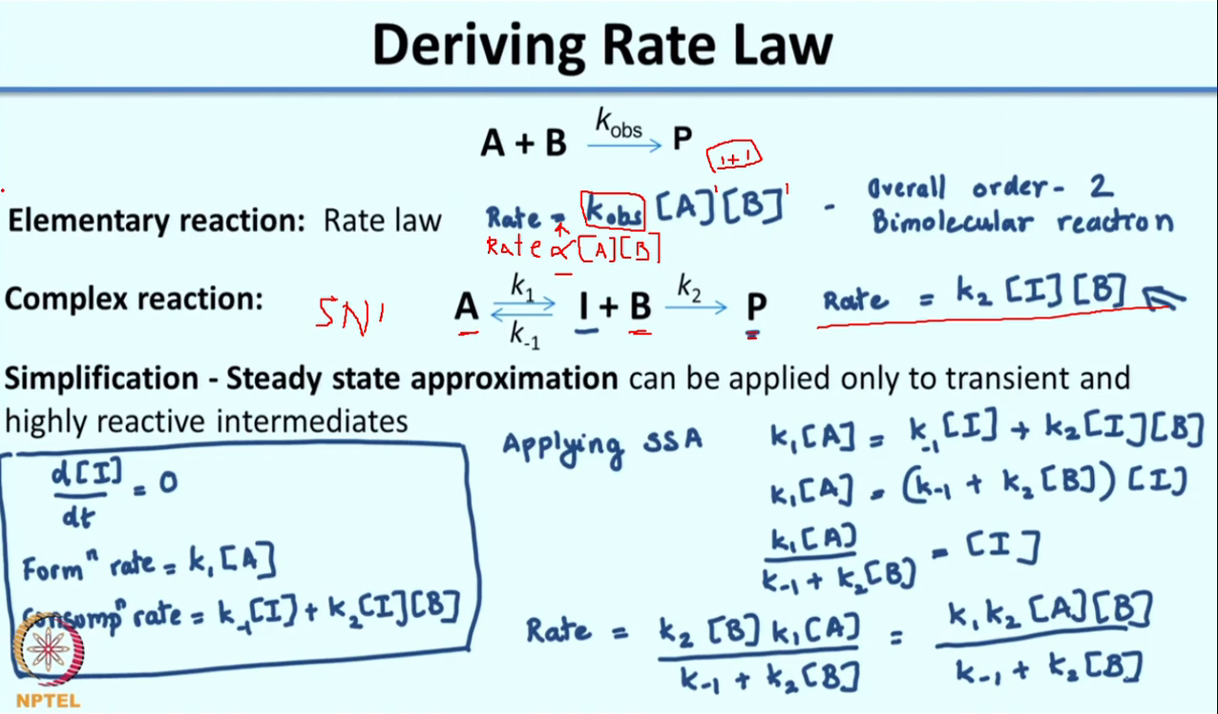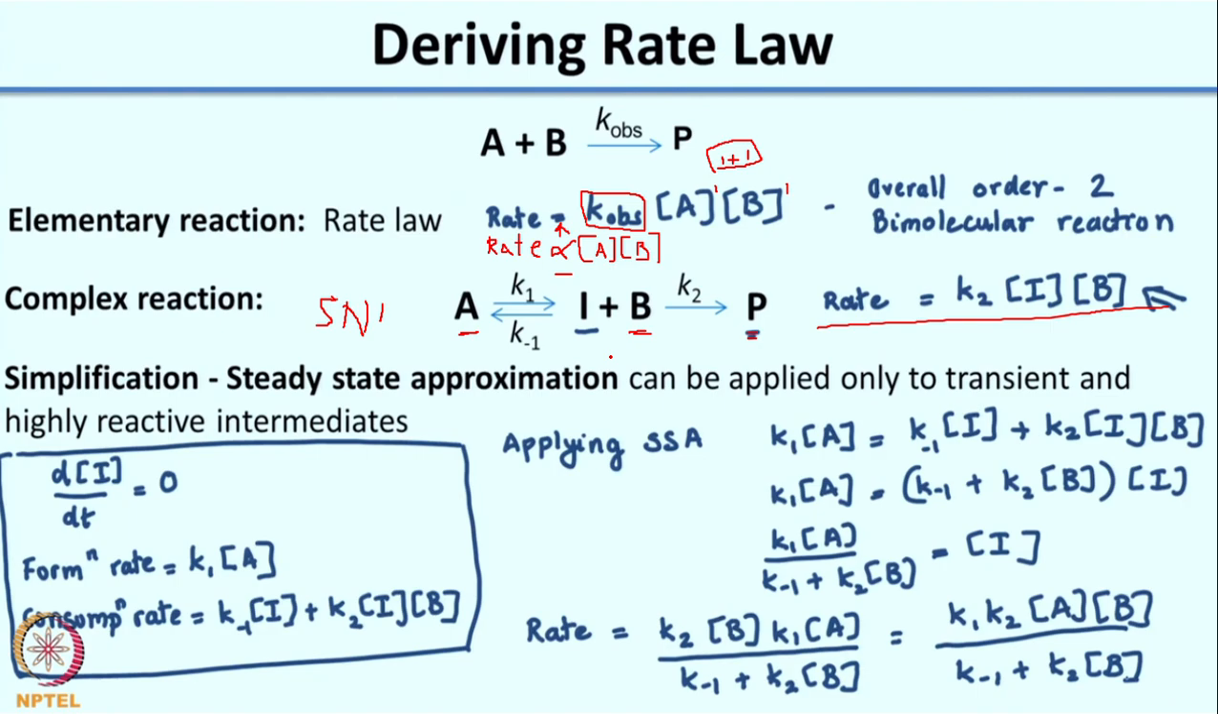According to the steady state approximation, the steady state means the transient state, the transition state we can say, where the intermediate that is formed is immediately consumed. As soon as the intermediate is formed, it immediately gets consumed by the other reactant to be converted into the product. So that means the formation rate of I is equal to the consumption rate, because it is immediately consumed. So according to the steady state approximation, formation rate will be equal to consumption rate, right?